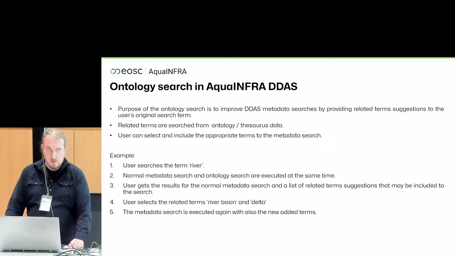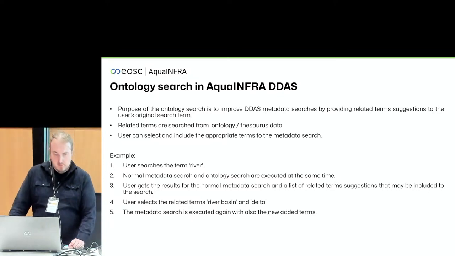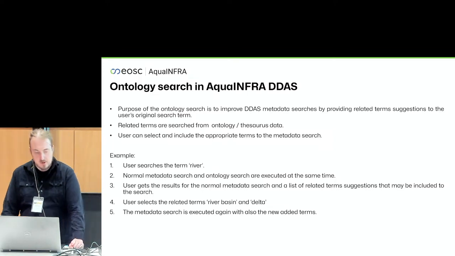So this is an example of the workflow, how this could be used. The user could search, for example, the term river, and this executes the normal DDAS metadata search together with the ontology search at the same time. Then the user gets the results for the normal metadata search and a list of related term suggestions that could be included in the search. The user selects the appropriate terms to include, and the search is executed again with the added search terms.